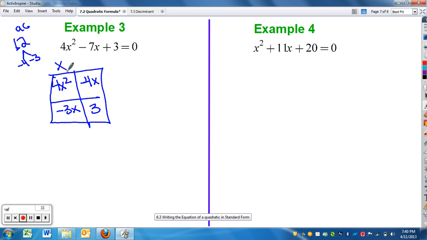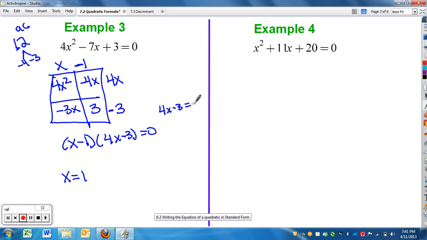So this is x. GCF of this row is 4x. This is 1, or negative 1, to get negative 4x. And this is negative 3. So my two factors are this. Solving each one, we have x equals 1, and then we have 4x minus 3 equals 0. Add 3, 4x equals 3, divide by 4, 3/4 is my other answer.